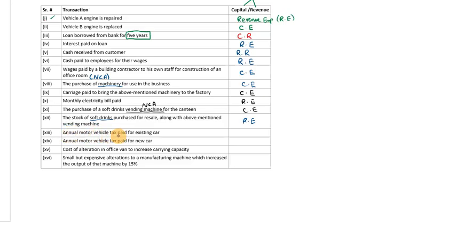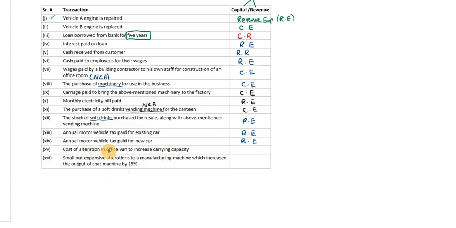Annual motor vehicle tax paid for existing car. Existing car means the cars which are used in business operation or delivering goods to the customer. So the vehicle tax will be the operational cost of the business. So this is revenue expenditure. Annual motor vehicle tax paid for new car. So this is again a car of the business which is used for business purposes. So every tax on business related expenditure will be revenue expenditure.